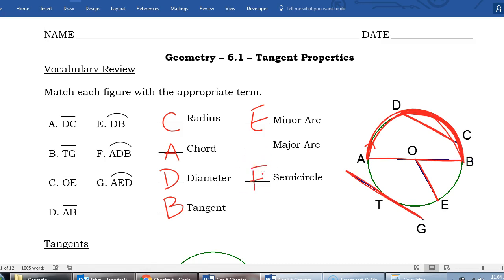And our last one is AED. And I feel like I'm getting too crowded here, so let's do this. If I'm looking at AED, I start at A, go towards E, and end at D. That's going to be a major arc because it goes more than halfway around the circle.